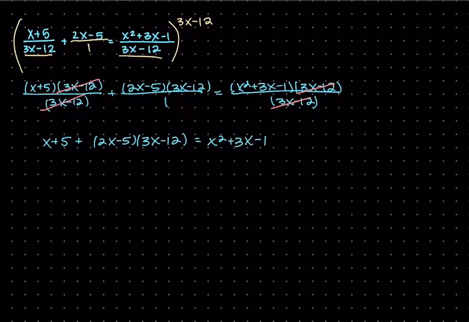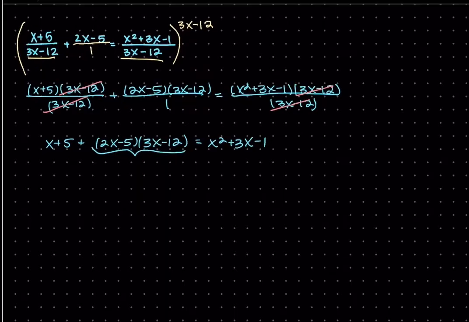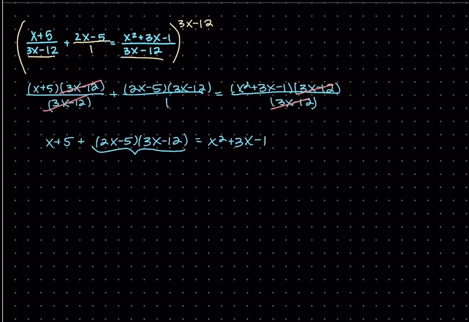So the first thing that we're going to want to do is multiply out this expression so that later we can add everything together. And then this is going to multiply out to x plus 5 still over here plus 6x squared minus 24x minus 15x plus 60, and that's still equal to the x squared plus 3x minus 1.